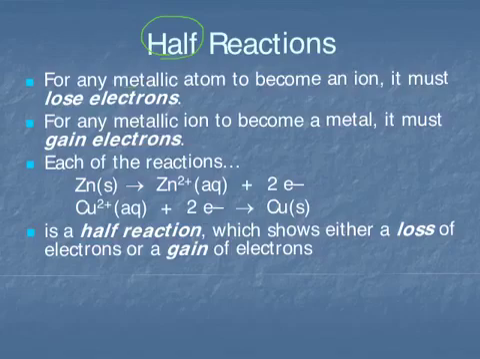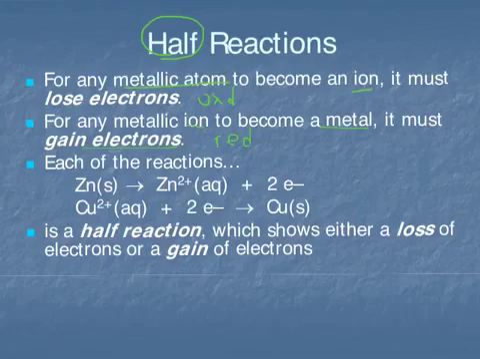Well, if I have any metallic atom that becomes an ion, it has to lose electrons, or be oxidized. On the other hand, if a metallic ion is to become a solid metal, it has to gain electrons, or become reduced. So let's look at some specific examples.